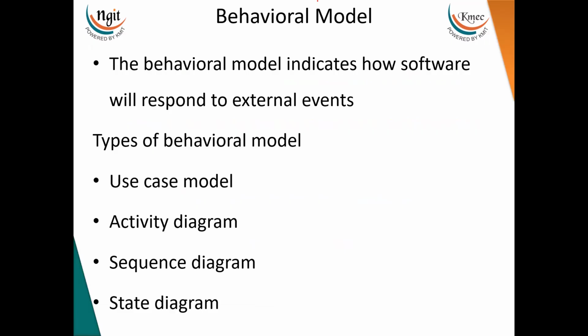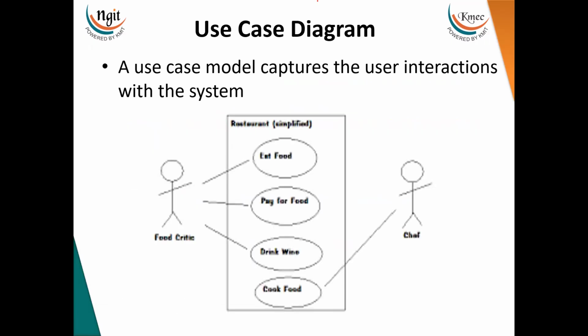The types of behavior model are use case, activity, sequence, and state. Of course, we have seen a couple of diagrams in our previous video lectures as well, but we'll just go through them. Use case diagram: this model will capture the user interaction within the system.